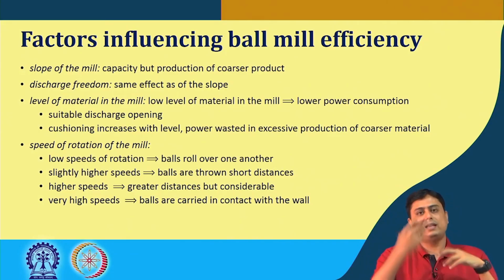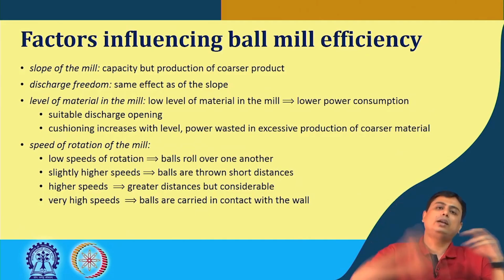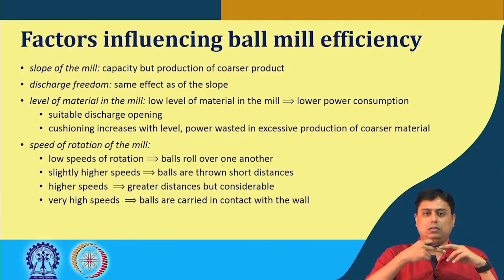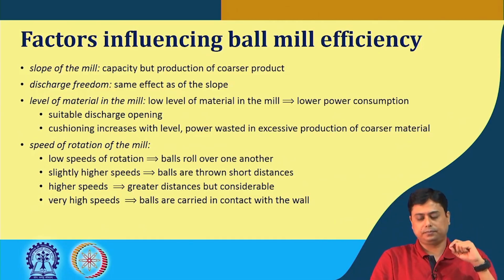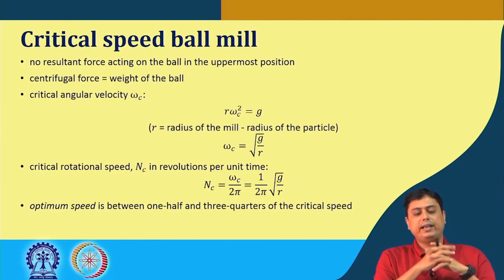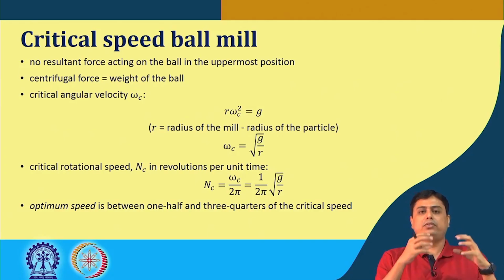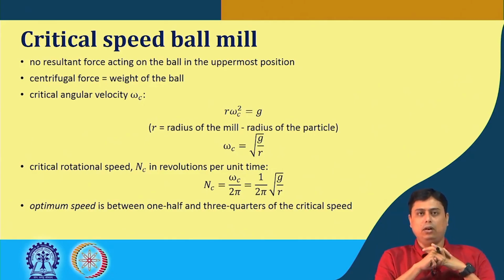If you increase it to very high speeds, the balls will be in contact with the wall because of the centrifugal motion and the force balance. It will not be coming down from its upmost position. So there is a critical value of this speed, and this critical value means there wouldn't be any resultant force that should act on the ball at its upmost position. That means the centrifugal force is equal to the weight of the ball, and then it can fall. It has to be slightly lower than that in order to fall.